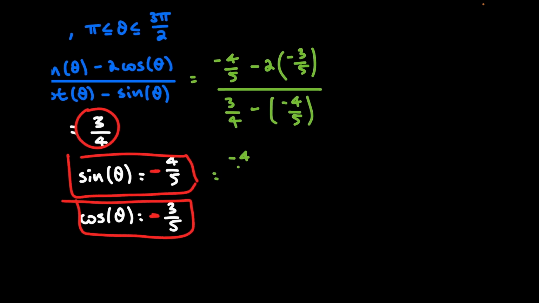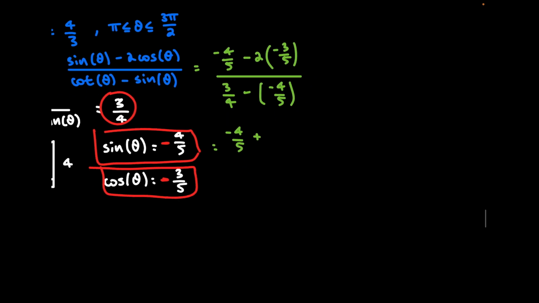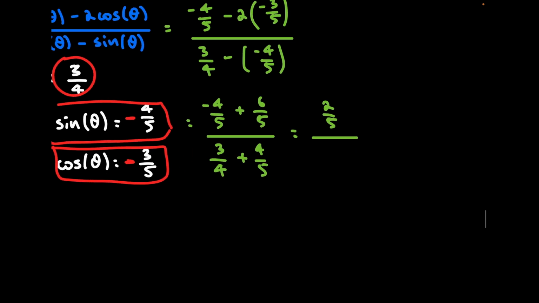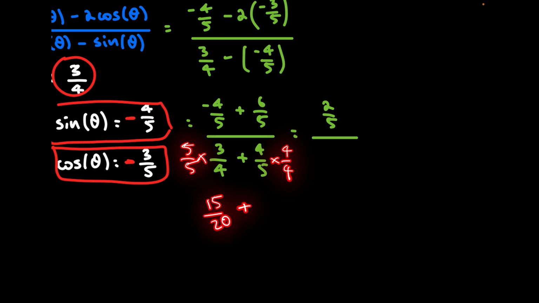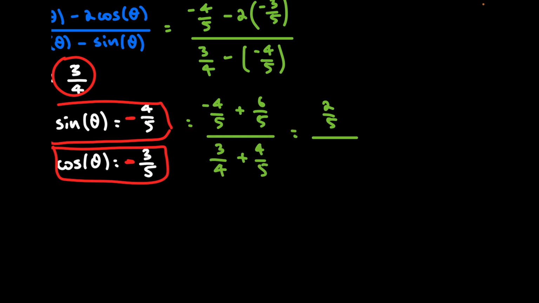On the numerator, we have minus 4 over 5 and plus 6 over 5, all over 3 over 4 plus 4 over 5. On the numerator, we can simplify it down as 2 over 5. And on the denominator, we can work this out by making it a common denominator, times the top and the bottom of both these fractions by 5 over 5 and 4 over 4 respectively. So what we get is 15 over 20 plus 16 over 20. That'll give us 31 over 20.